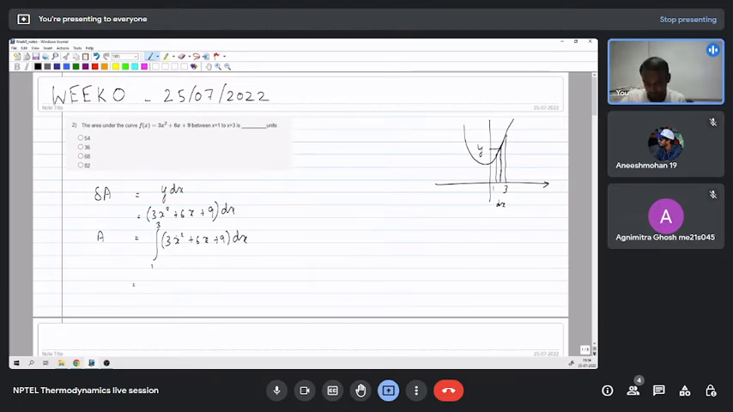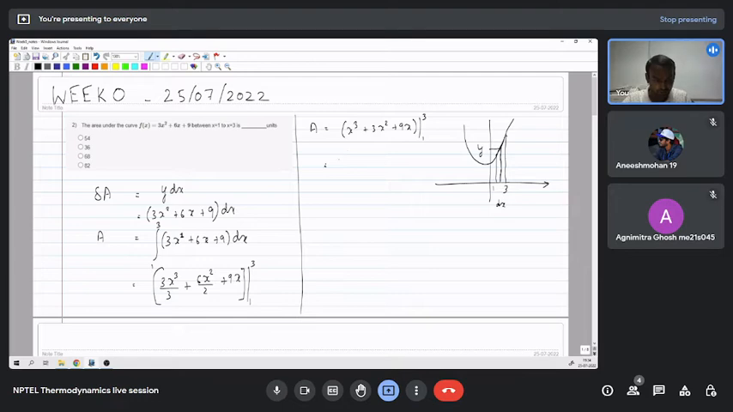Now I can integrate these terms individually. So when I integrate 3x square, I get 3x cubed by 3. Integrating 6x, I would get 6x square by 2, and 9x. This has to be within the limits 1 to 3. Now we can cancel the 3 and 3 here, 6 and 2 get cancelled, and we have 3x square. So we have x cube plus 3x square plus 9x in the limits 1 to 3.